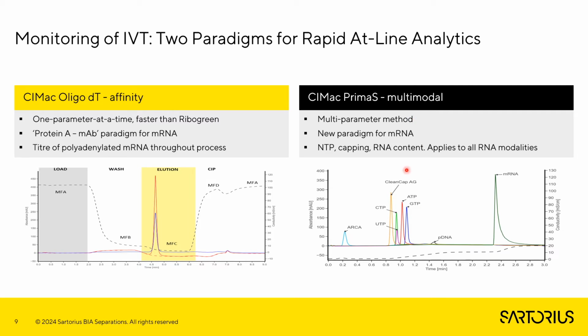So if we look at the chromatogram here, which is an overlay of the different IVT components, we can see that the analytical method will allow us to quantify the RNA concentration, and it will also allow us to detect the DNA templates, to quantify the different nucleotides in the reaction, and to quantify the amount of capping reagent present in the IVT reaction. Now, with all of this information, we can get a much better insight into what is happening in the IVT process, and we can use this method to optimize IVT reactions.